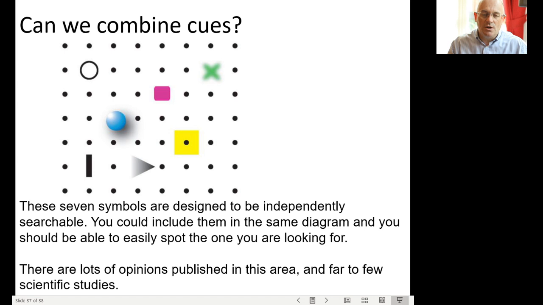Well, these are some that Colin Ware tried out, and these are all designed to be independently searchable in the same image. So you could easily find them if you showed them in the same diagram.